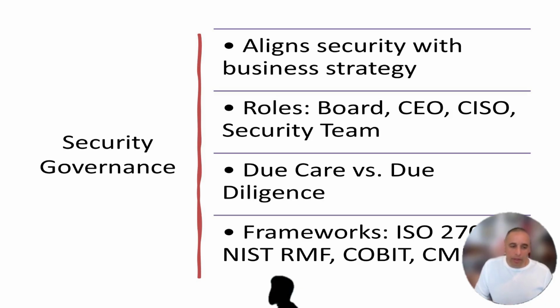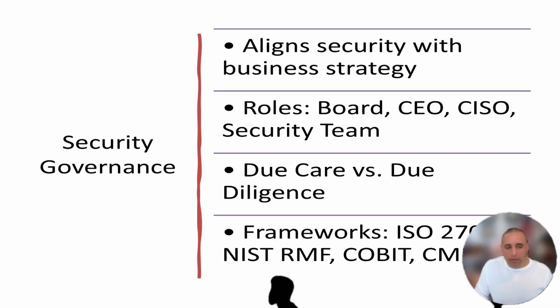Security governance ensures that security efforts are aligned with the overall business strategy and objectives. Effective governance means that security is not an afterthought. It's integrated into the organization's mission, vision, and goals. This alignment helps ensure that security investments support business priorities and risk tolerance.